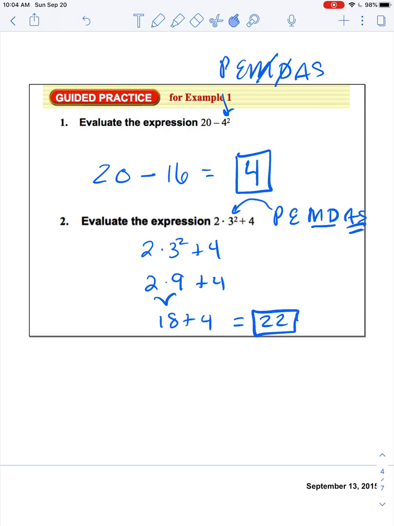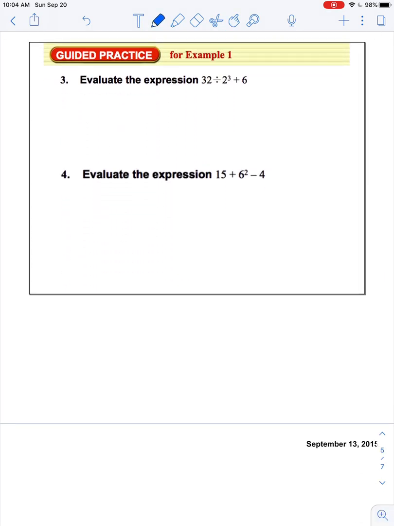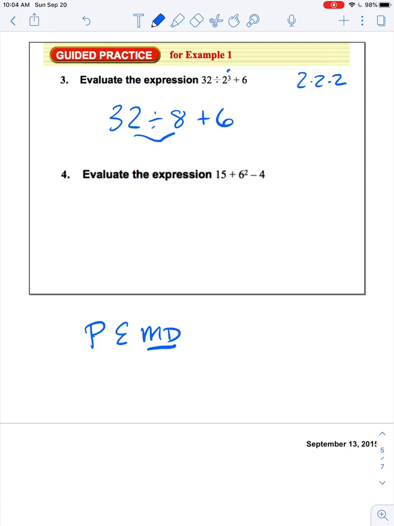All right, same thing here. I'm always thinking back, do I have parentheses? No. Do I have exponents? Yes. Now 2 to the third is not 6. Remember that. You're going to have 2 times 2 times 2, which was that last lesson we learned. So that's going to become an 8. All right, how about multiplication and division? Yep, right here. So 32 divided by 8 is going to give me 4. Then adding and subtracting, I'm going to end up with a 10.